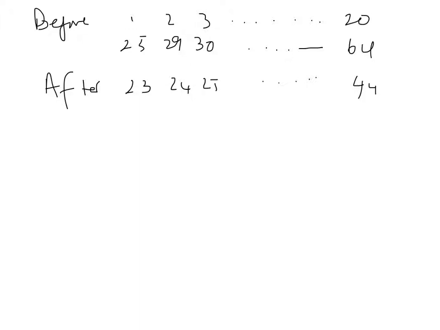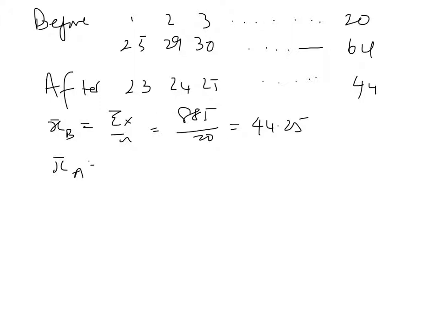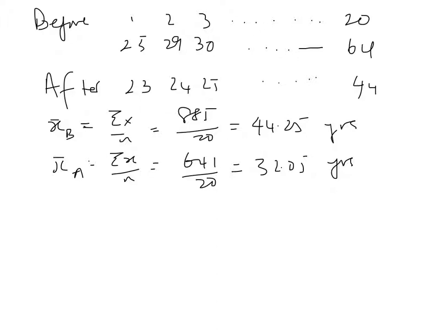So let's find the mean of before. X bar before is equal to the sum of x over n, in which case the sum of x is equal to 885, so 885 divided by 20, and that gives us a value of 44.25. X bar after is the same thing, sum of x over n, which is equal to 641 over 20, and that gives us an average age of 32.05. All right? Of course, our units are years. So that's the calculation of the mean.